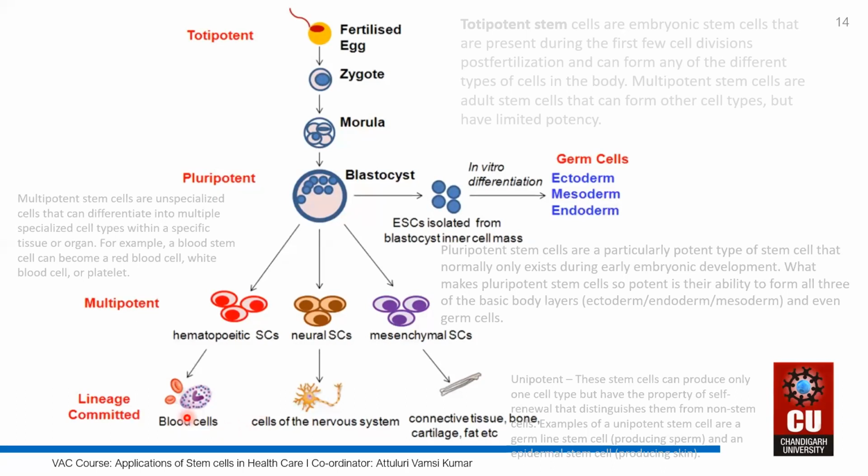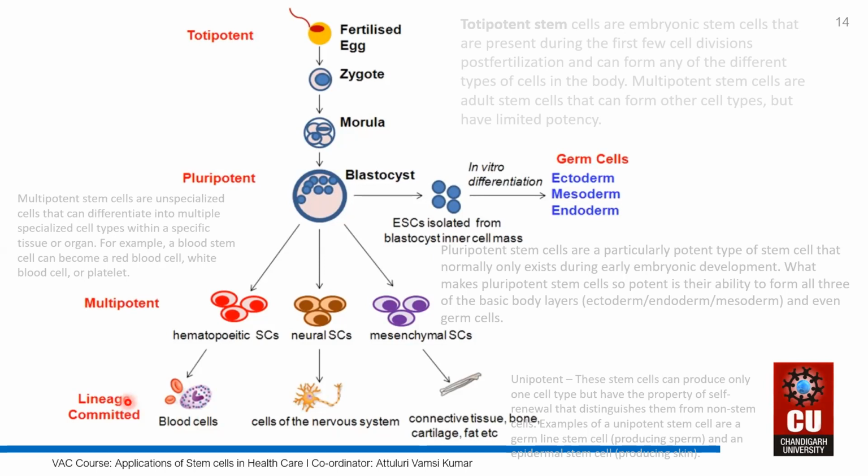Then you have the unipotent stem cell. An example of a unipotent stem cell is the erythroblast. Erythroblast is a stem cell that will only be converted into a red blood cell. That's it. Leucoblast will only be converted into a white blood cell. Neuroblast will be converted into a neural cell. These only differentiate into one type of cell. So these are the four categories of stem cells: totipotent, pluripotent, multipotent, and unipotent or lineage-committed stem cells.